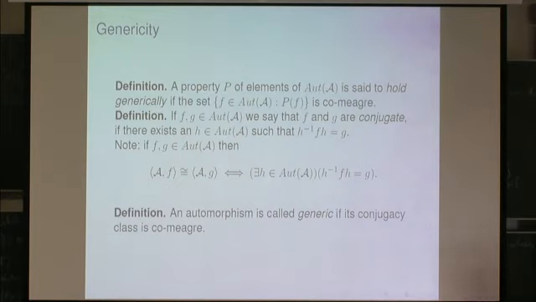And okay, so it can happen that there is a very large conjugacy class. So there is a conjugacy class so that its complement is meager. In this case, we will say that there is a generic element. Right.